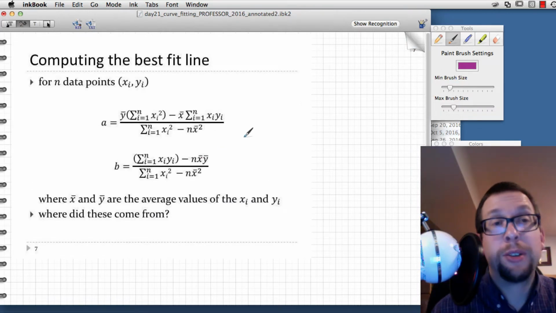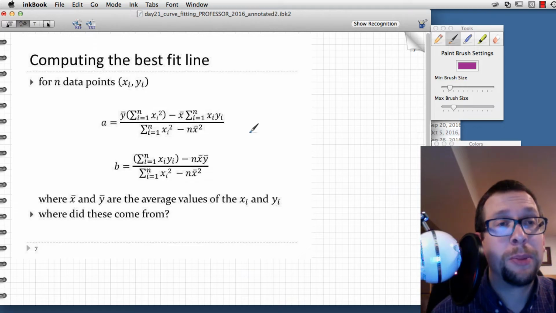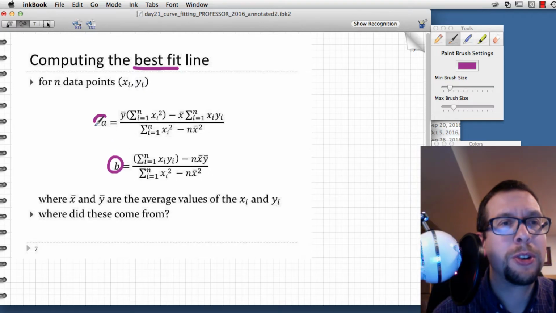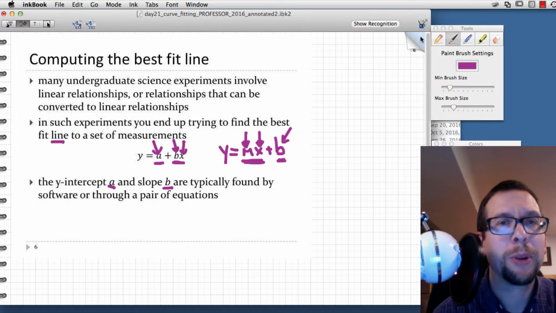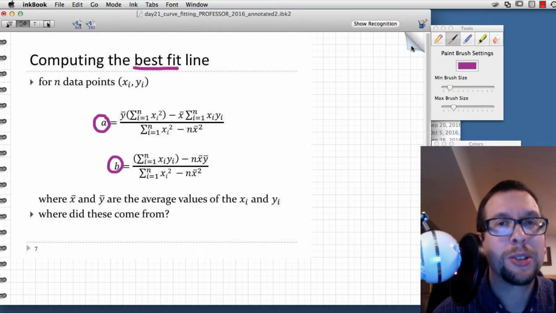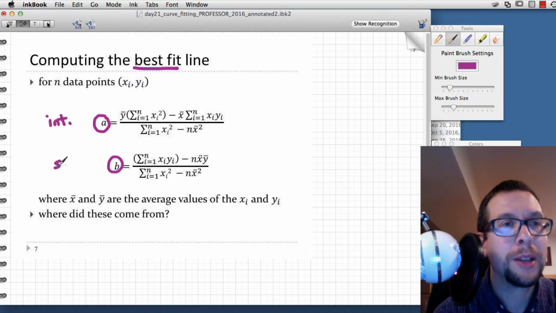Now, it turns out that one of the ways to compute a straight line that is a best fit is to use two equations, one to determine b and one to determine a. Let's review what a and b were again. So a is the intercept and b is the slope. So this is the intercept, and that's the slope.